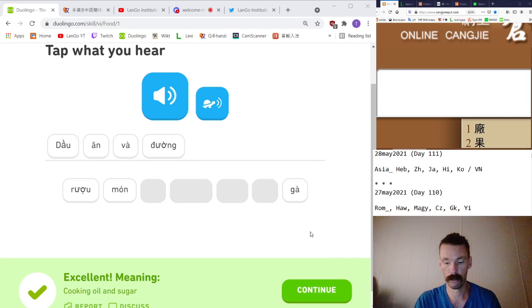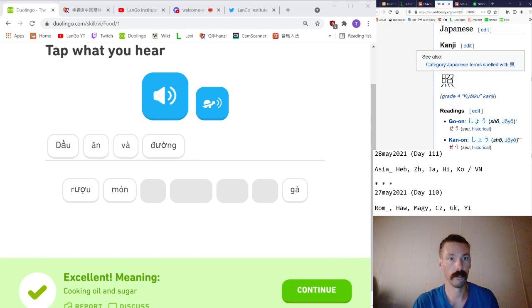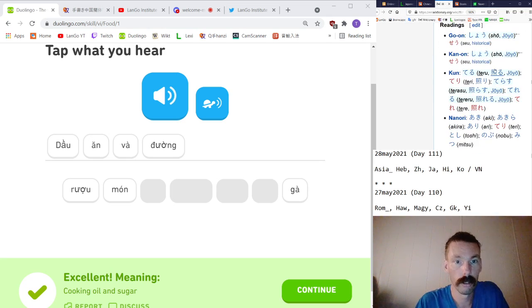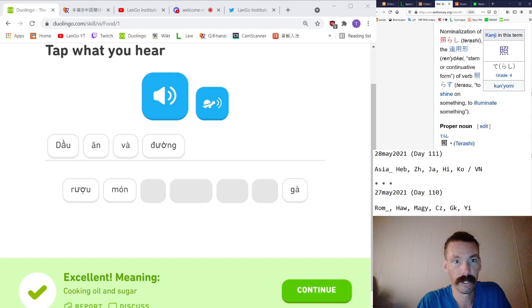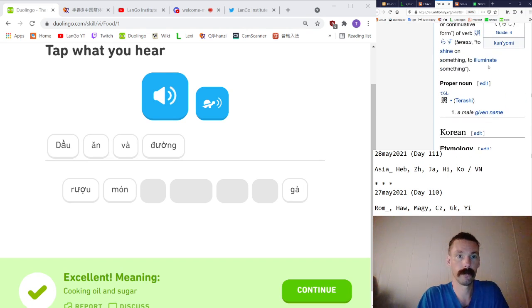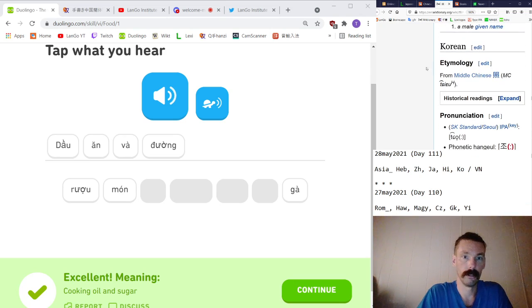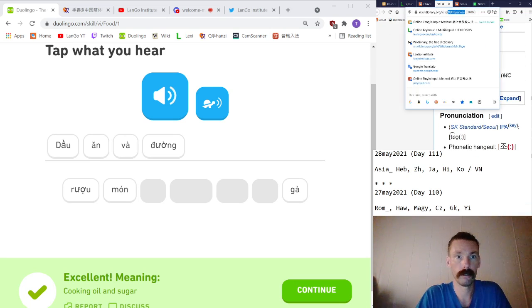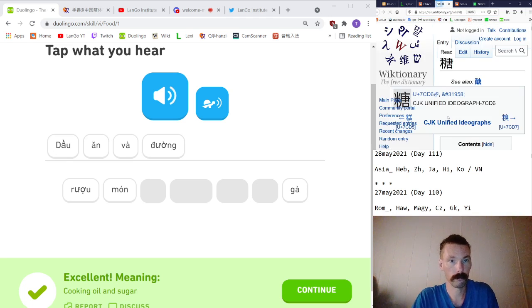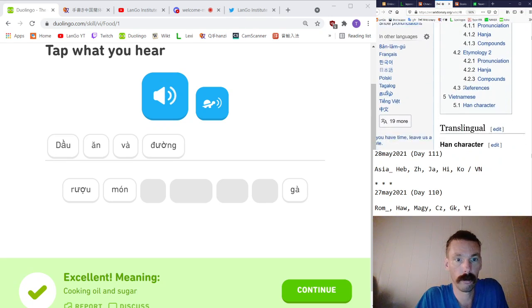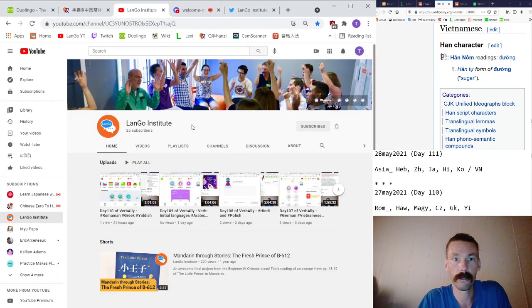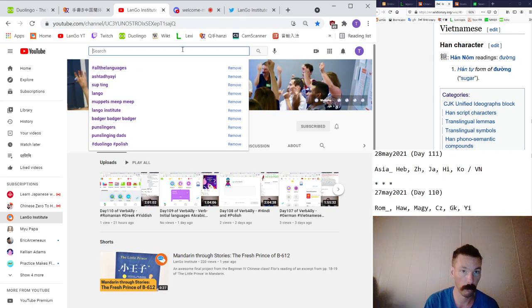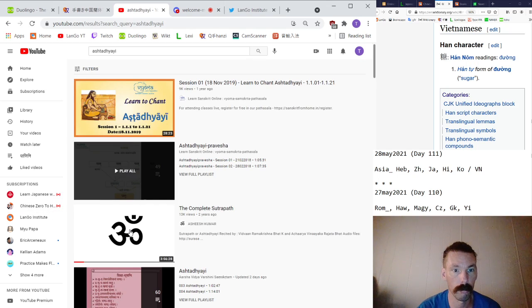Here's sugar. Let's find it here. Oh, by the way, teru: illuminate, shine. Terasu. Okay, not much to say about it there. Let's see if this is the right one for the Vietnamese. There it is. I'm going to play some sutra recitation while I take a quick break. Okay, I'll be back in a minute.